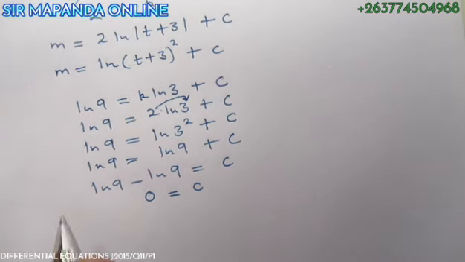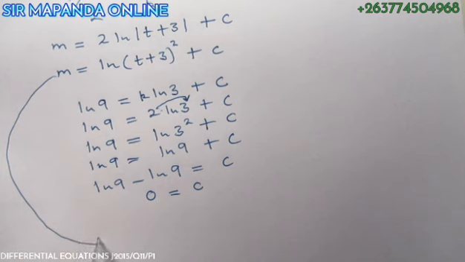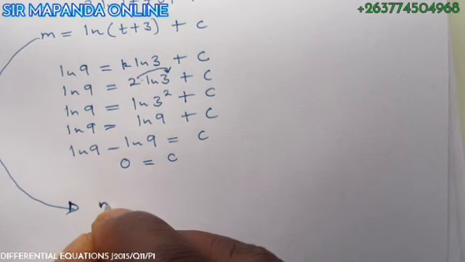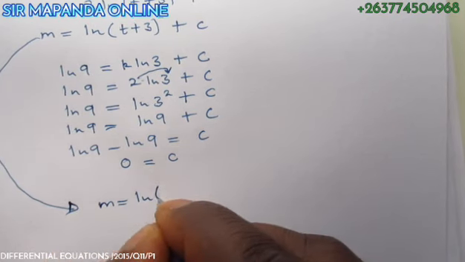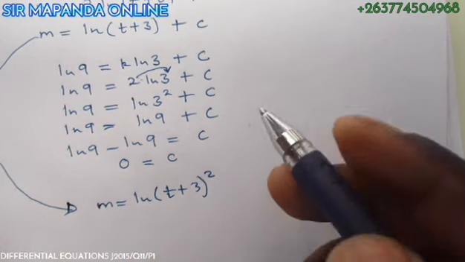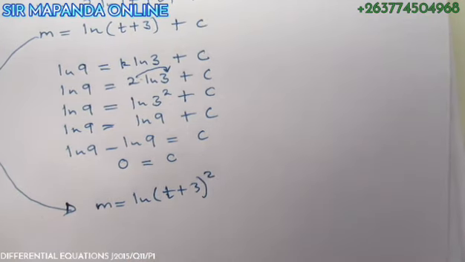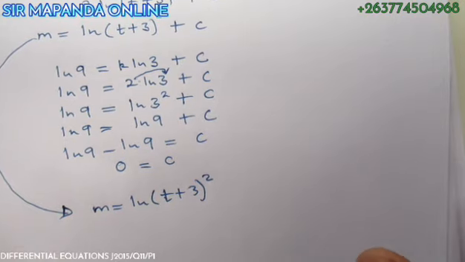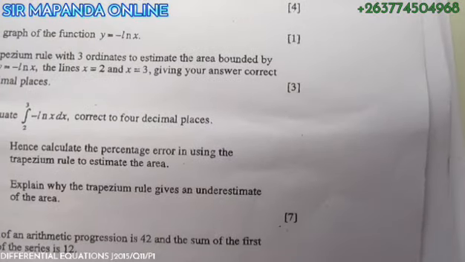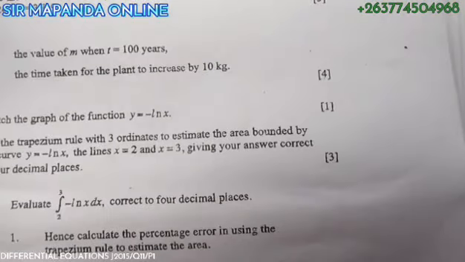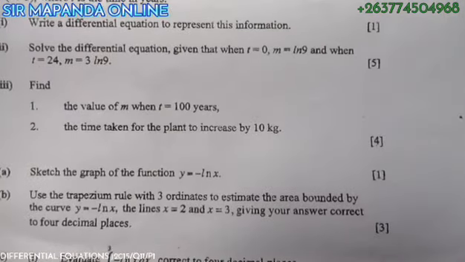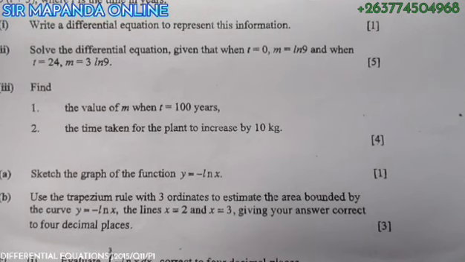So if c is equal to 0, it simply means we now have our particular solution: m equals ln (t plus 3) squared, since c is now found to be 0. So this is the second part of the question. It was requiring you to solve the differential equation. You get yourself 5 marks for that. We move on to part 3.